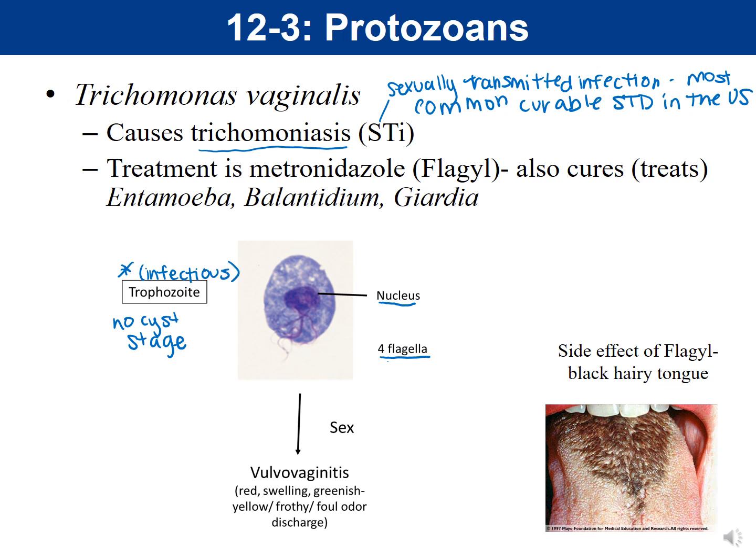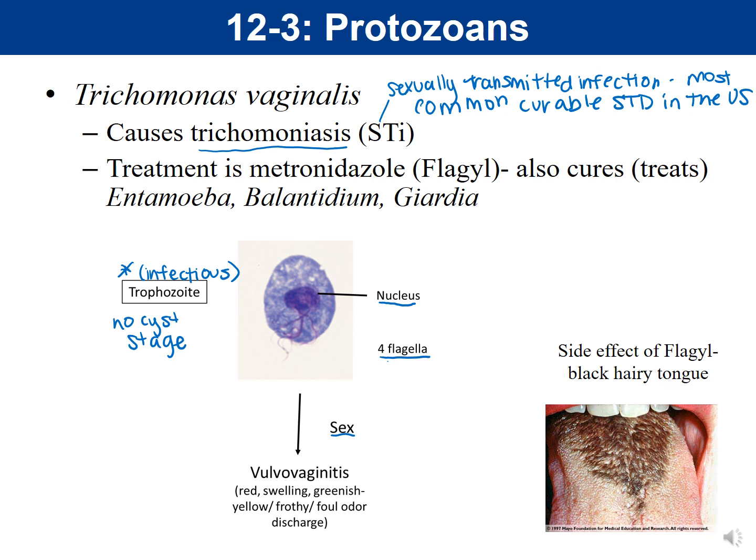Now, because there's no cyst stage, is this likely to be fecal oral transmission? And the answer is no, because in all the first 3 examples, the cyst was the stage that can be ingested and then cause disease. This doesn't have a cyst. It only has a troph. So again, the way that it's transmitted is through sex, through sexual contact with an infected person. And so having sex with somebody who is infected can lead to infection in the partner as well. So that's the way that it's transmitted. Very simple.